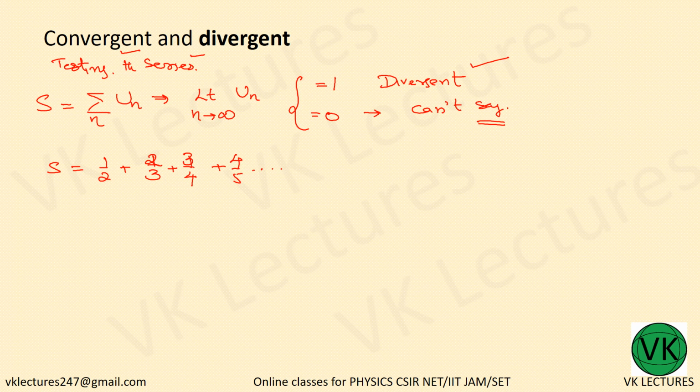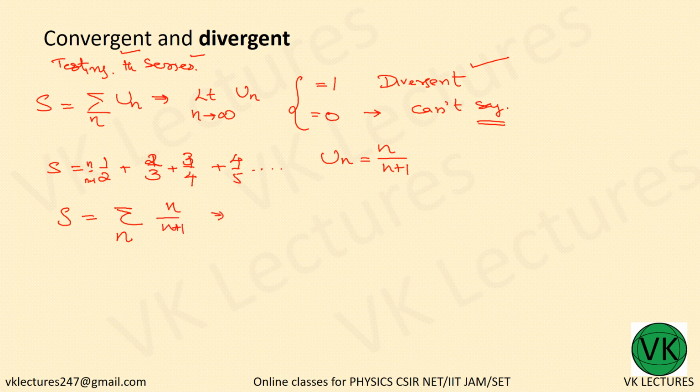Now we want to know whether it is converging or diverging. So in general, you can write it as, if the first term is n, the denominator should be n plus 1, right? So n divided by n plus 1. Now we need to find this sum as equal to sum over n divided by n plus 1.